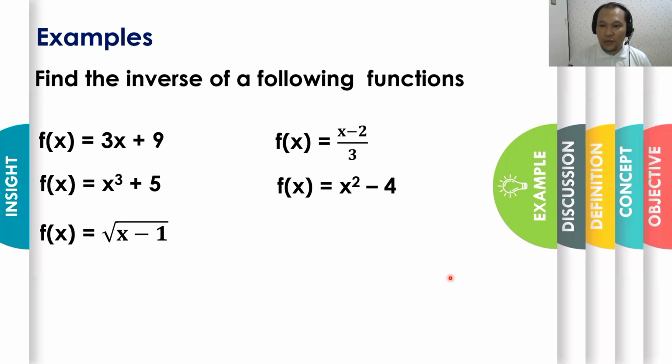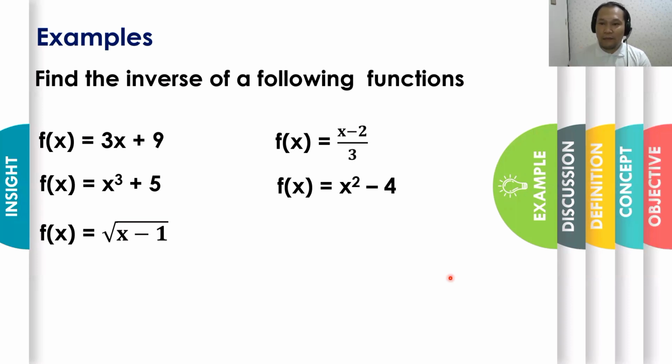F of x is equal to x squared. No, f of x is equal to x minus 2 all over 3. This is a linear function. And f of x is equal to x squared minus 4. And this is a quadratic function.